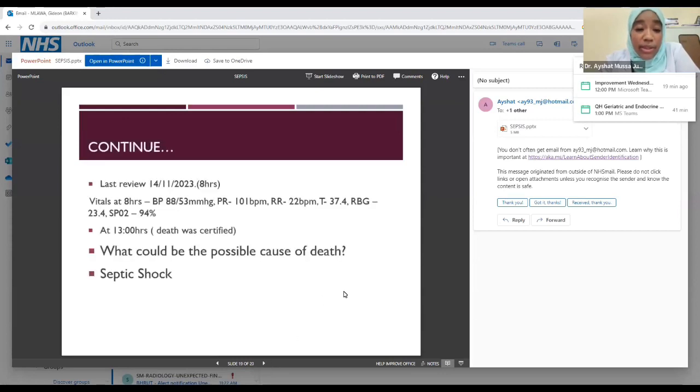So the last review was done on the 14th around 8 hours. Vitals: blood pressure of 88/53 with a pulse rate of 101, respiratory rate of 22, temperature of 37.4, random blood glucose of 23.4. Saturation was 94. So around 1 p.m., death was certified. The possible cause of death was septic shock. Next.